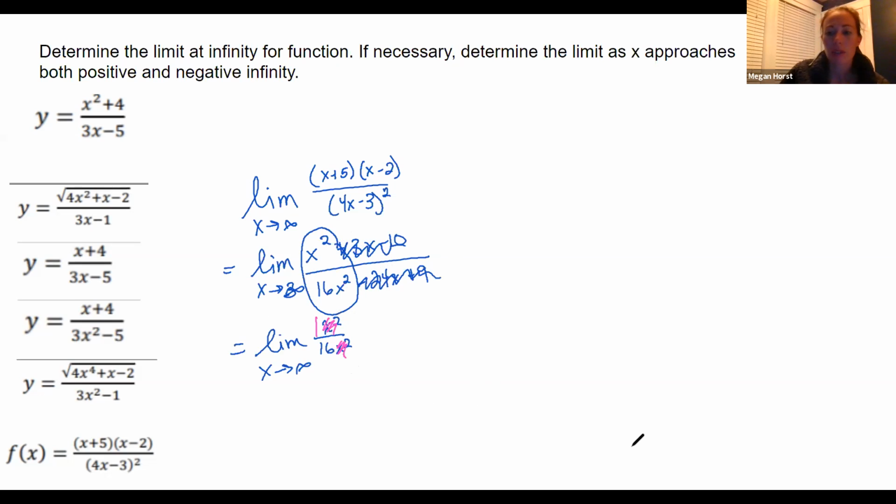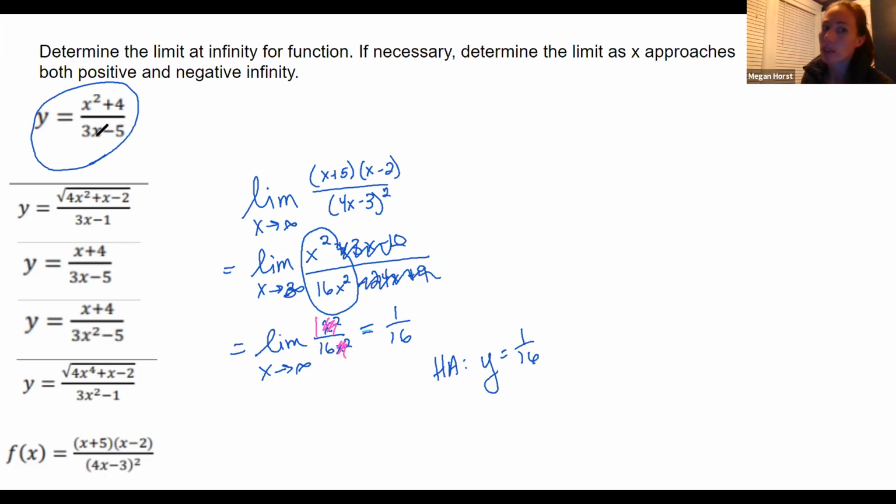And I'm left with, for my answer, this equal to 1 over 16. And that will also be true for negative infinity. So I can state that my horizontal asymptote, there's only one, is going to be y equal to 1/16. So notice the only time we couldn't write out what the horizontal asymptote was was in that first example, when my degree was larger in the numerator than in the denominator. And that's because I don't have a horizontal asymptote in that situation.